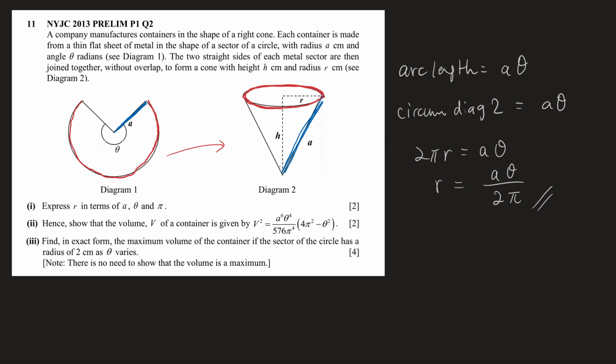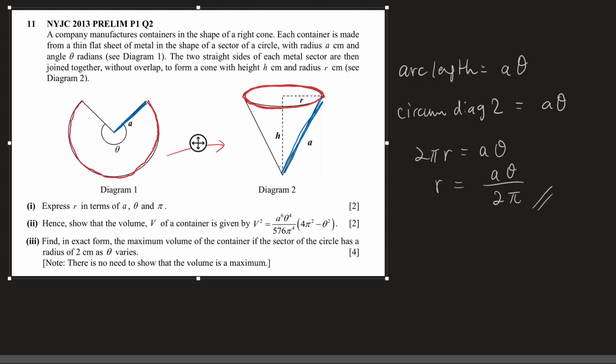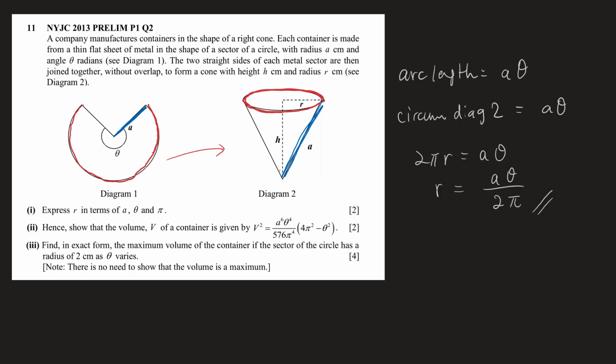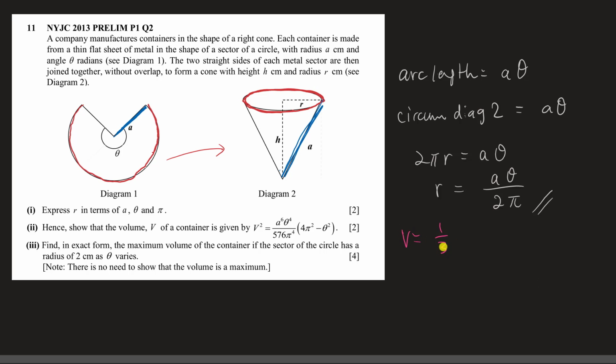Next one: hence show that the volume of the container is given by this humongous function here. The volume of a cone is just 1/3 pi r squared h. However, take a look at the formula that they give you. The one they want you to show does not have any r or h inside. The only thing inside is theta. So here you should know that you're supposed to change this r in terms of theta, which we already did in part 1, and then we substitute away the h in terms of theta as well.